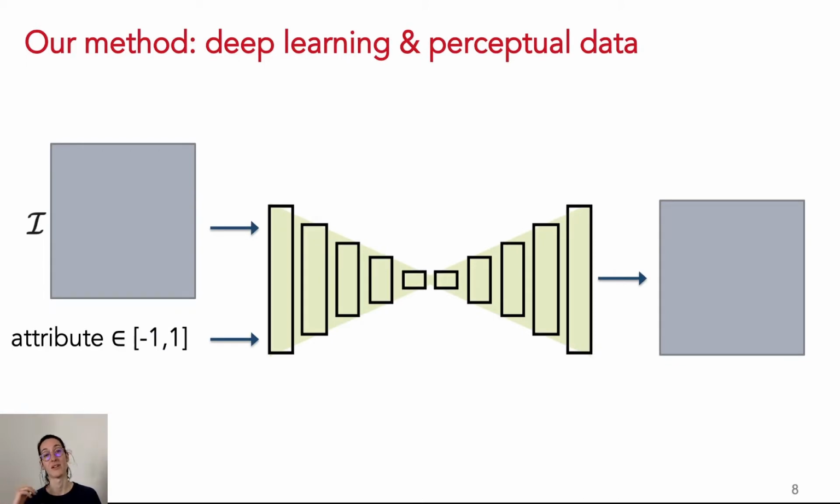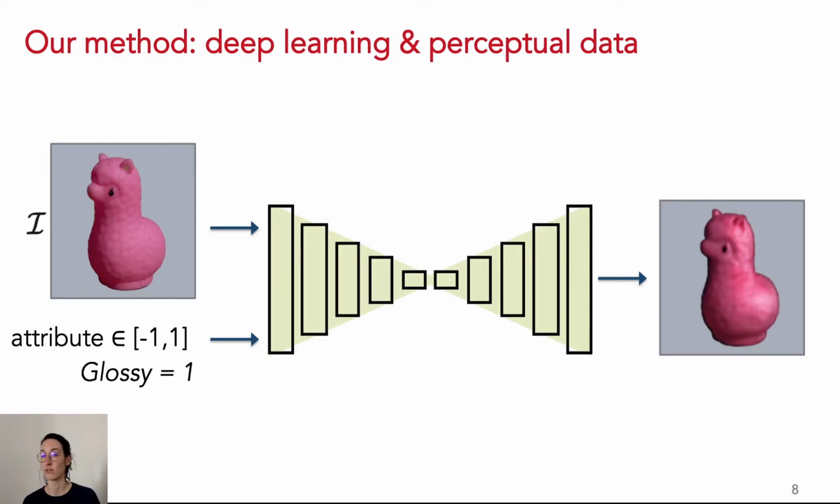Our work relies on a combination of deep learning and perceptual data. So the core of our method is a neural network that will take as input an image and a target attribute and output an edited image. Then we can set the target attribute as, for example, a high glossiness score or a metallicness score or any other perceptual attribute we could have.